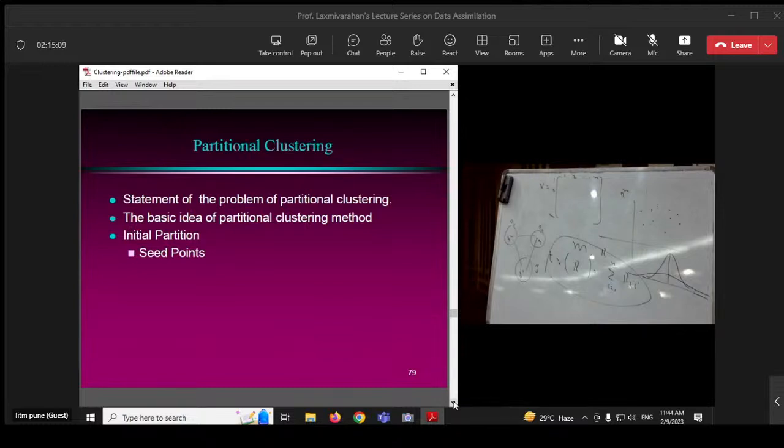In partitional clustering, what's the idea? First, you need to divide the given set of objects into K subgroups. What's the value of K? You don't have any idea. So what did you first do? The hierarchical clustering is always exploratory. Hierarchical clustering essentially tells you I can have either 2 or 3.